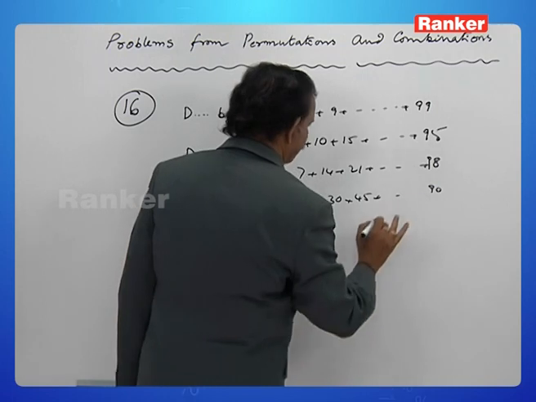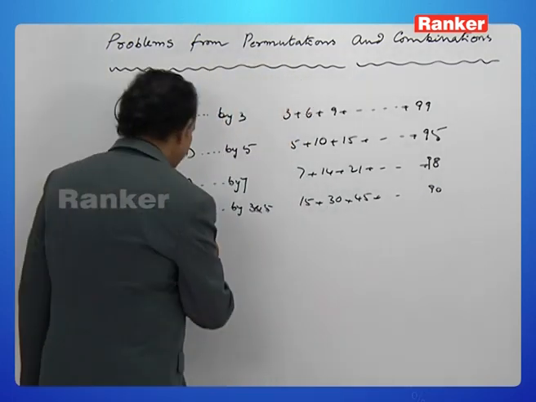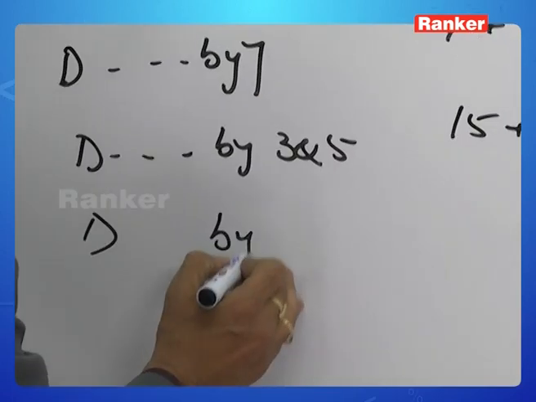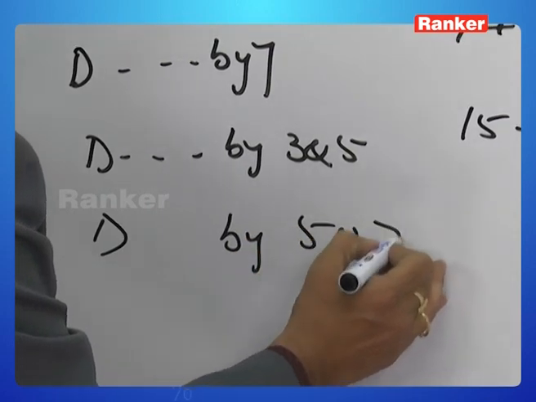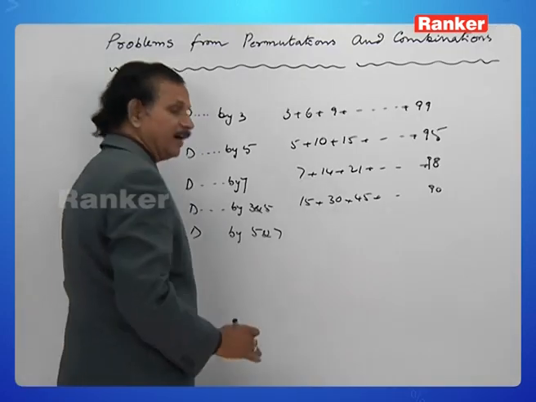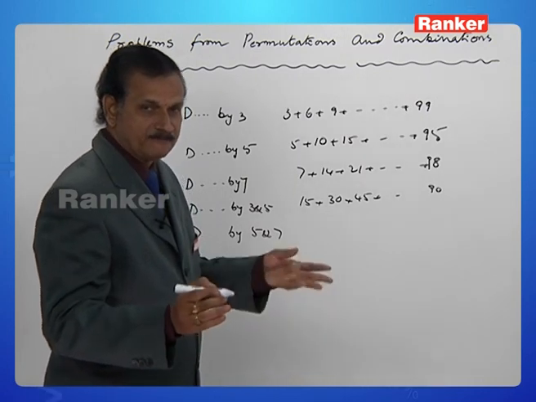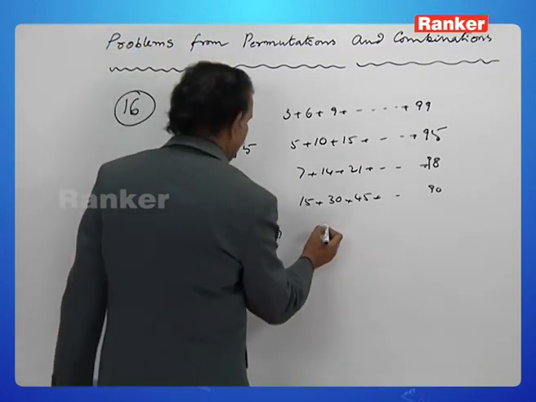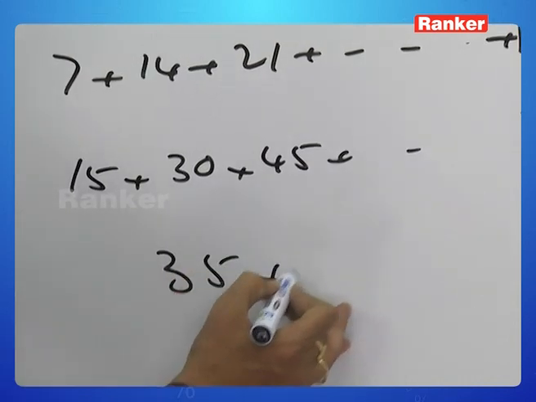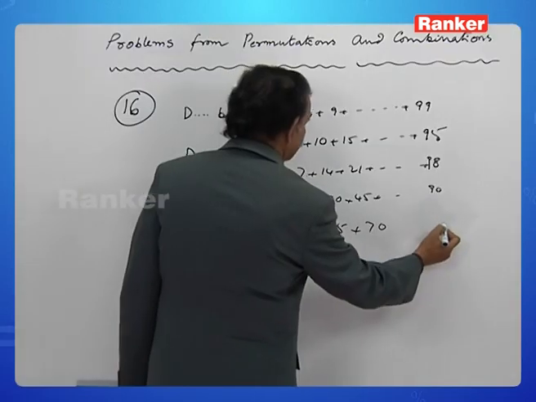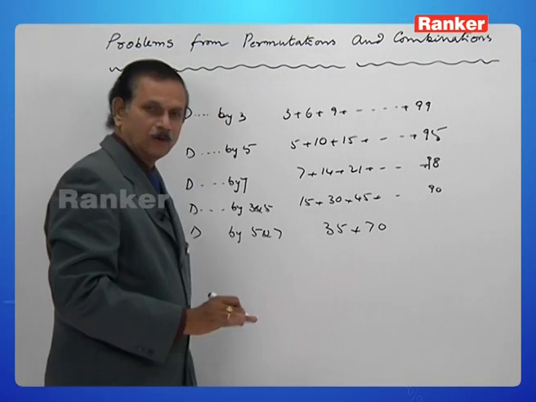Up to 90. And then divisible by 5 and 7. What are they? 5 and 7 means must be divisible by 35. How many such numbers are there? Only 2. That is 35 plus 70. Only 2.